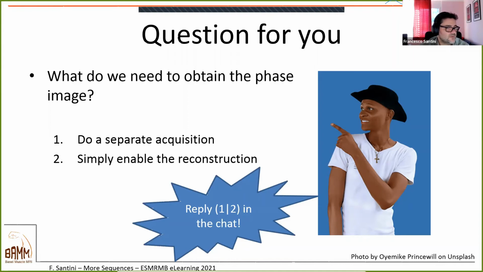Okay, we have one volunteer for separate acquisition. Others are for enabling it in the reconstruction.